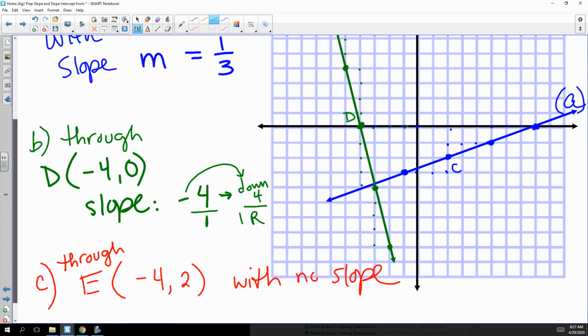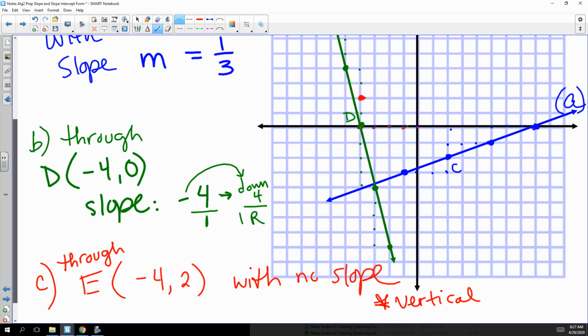So let's try again. Let's draw a line through point E, negative 4, 2 with no slope. We've got to remember what type of line that is. So E through negative 4, positive 2, we're going 4 units to the left. 1, 2, 3, 4, up 2 with no slope. So no slope means that's a what kind of line? Vertical line, right? So we don't really need to talk about plotting any other points.